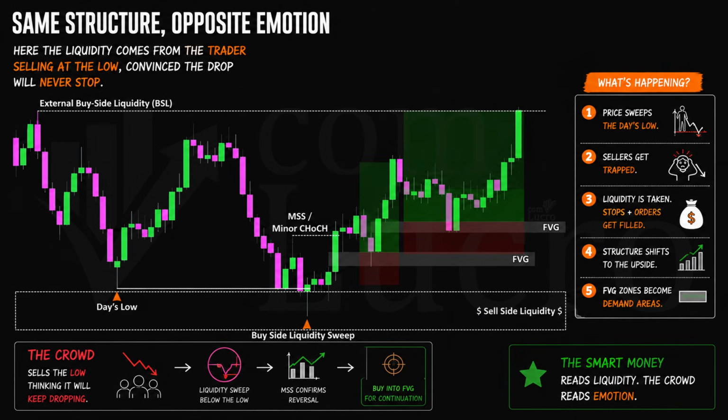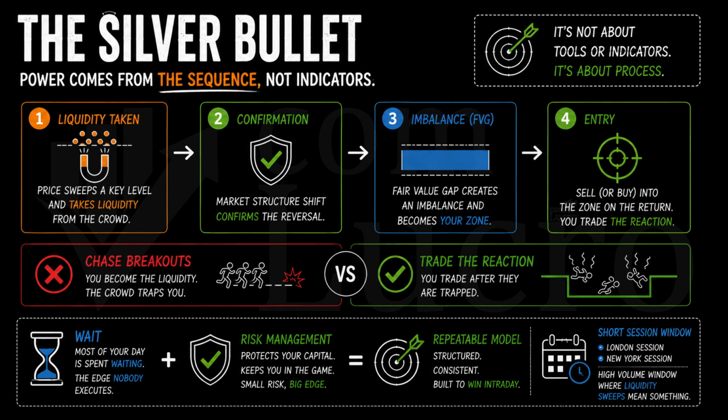Same structure, opposite emotion. Here, the liquidity comes from the trader selling at the low, convinced the drop will never stop. The silver bullet is powerful for a reason that has nothing to do with indicators. It forces you to wait for liquidity to be taken, for confirmation to appear, and for imbalance to hand you the entry. Instead of chasing breakouts, you trade the reaction after they trap someone.